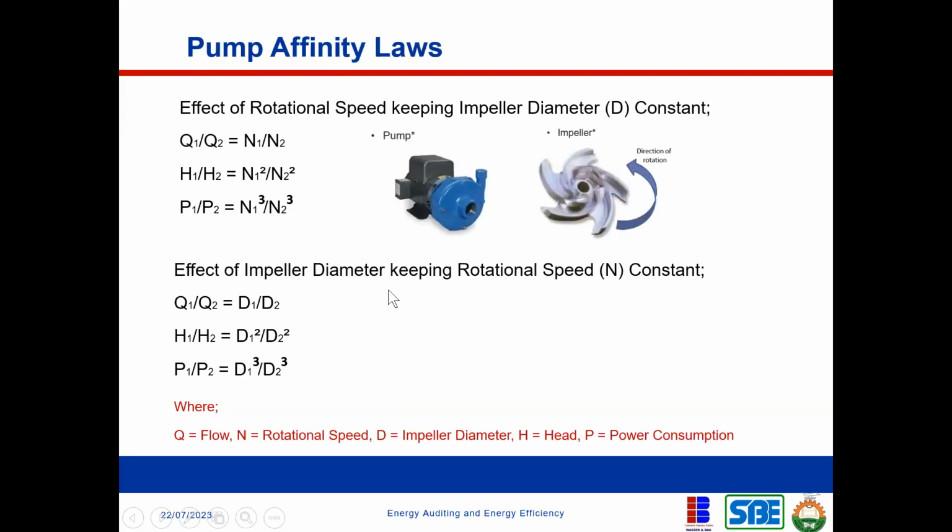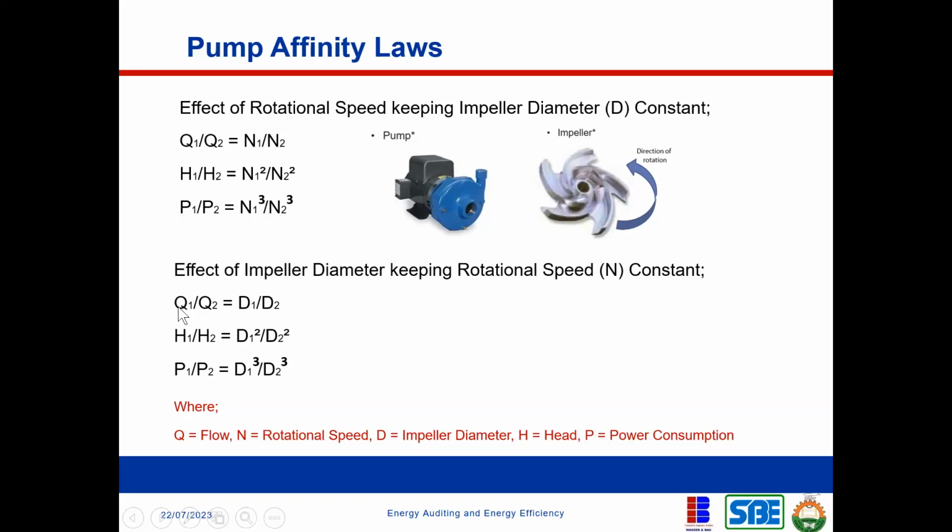I'm sorry, there is something I skipped here, but maybe I assume that you also understand it when you read it. In this first instance, we kept the impeller diameter constant. There is also another instance where we keep the rotational speed constant. We still establish the relationship between the flow and the diameter, the head and the diameter, the power consumption and the diameter. So that question is actually asking us for this first equation.